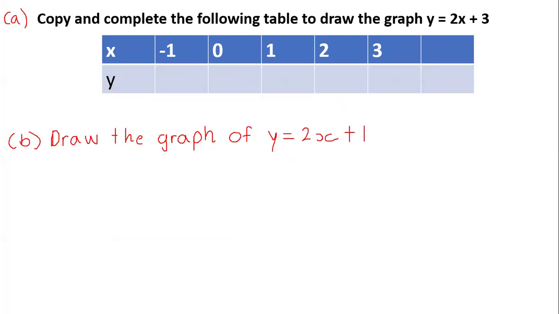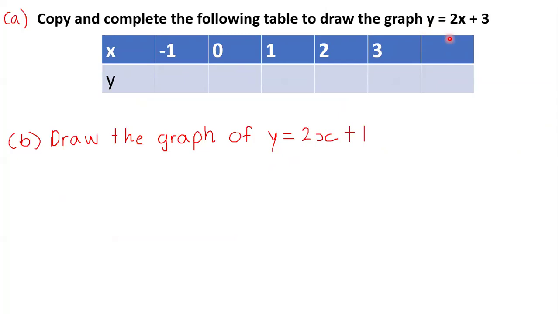Class, what do we have for this one so far? Have you all copied and completed the table as yet, or are you still working on that? Still working on it. Joseph, do you understand how to copy and complete the table? Yes, sir. How do we do that?